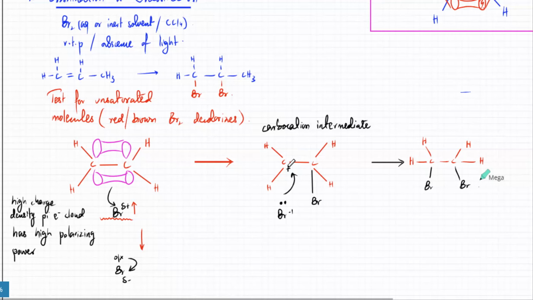Yes, sir. So, fine, in the first step it doesn't happen separately. Right now we're just showing that it's breaking apart, right? Then the next step, one of the carbons is positively charged, the other one is negatively charged, and they get attracted and bond with each other. Okay.